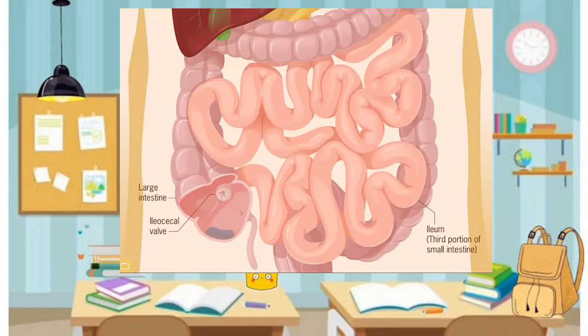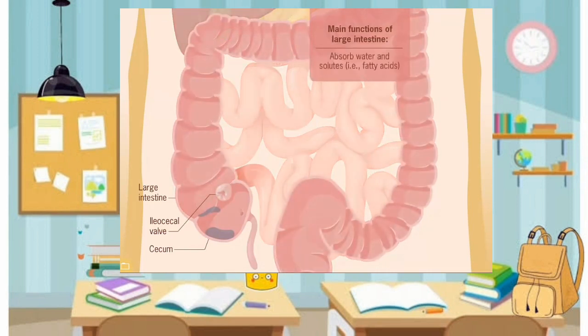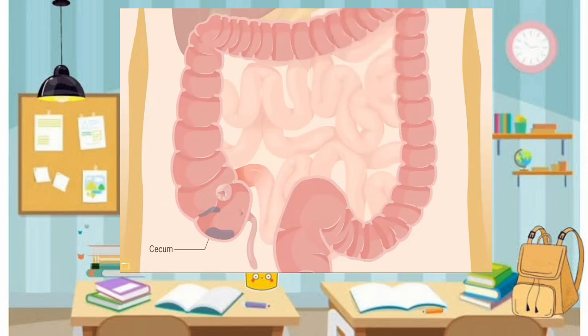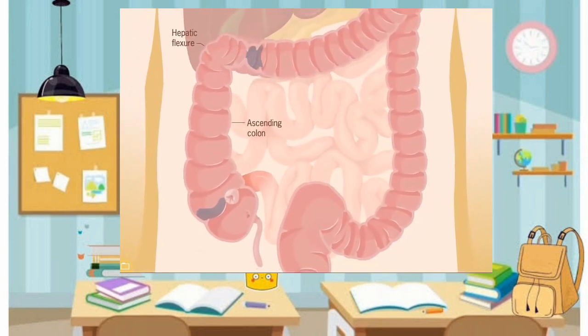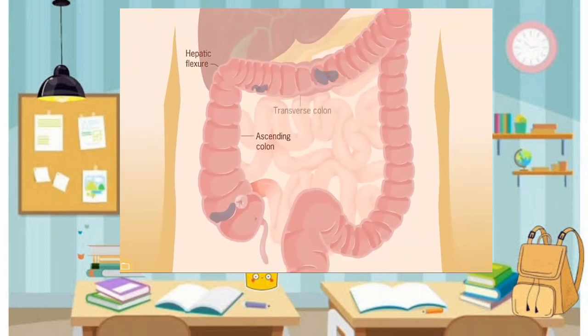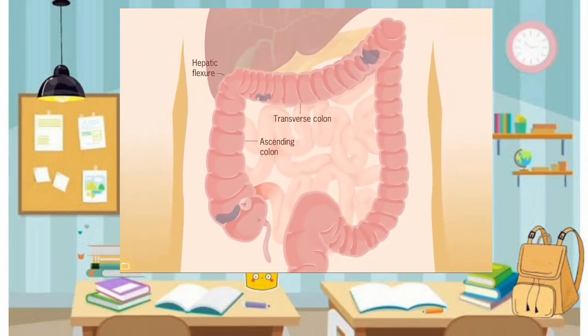The first portion of the large intestine is called the cecum. The main function of the large intestine is to absorb water and solutes, such as fatty acids, which help concentrate and form the stool. The bolus is pushed by a peristaltic wave up and through the ascending colon, which passes through the first major bend in the colon, the hepatic flexure. The bolus is now pushed through the transverse colon and then travels through the second major bend, the splenic flexure. Then the bolus moves down the descending colon and into the sigmoid colon before entering the rectum.